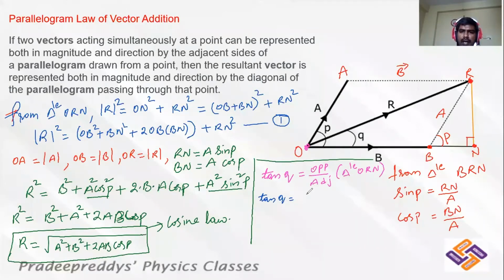RN. RN is A sin P, divided by, what is the adjacent side? Adjacent side is ON. ON is equal to B plus A cos P. Right? This is the final expression for the angle made by the resultant with respect to x-axis. We have got the magnitude as well as the angle made by the vector with the x-axis.